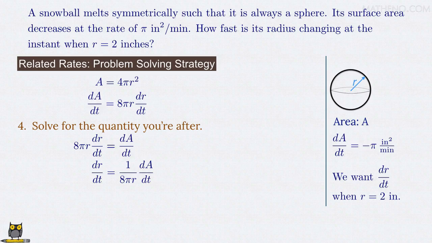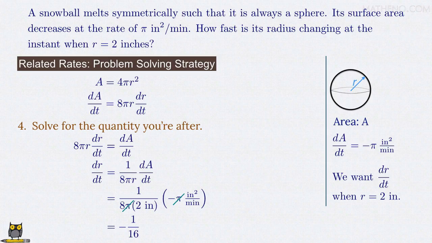And with that, we're ready to substitute values. Starting first with r, remember that the problem told us that we want to know dr dt at the moment when r equals 2 inches, so this is the time to make that substitution. And we need dA dt, which the problem told us equals negative pi inches squared per minute. And so now we're just left with some simple math. The pi's cancel, and so numerically we have negative 1 over 8 times 2, or negative 1/16.